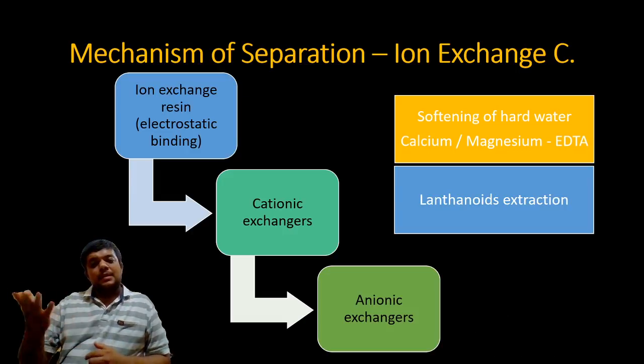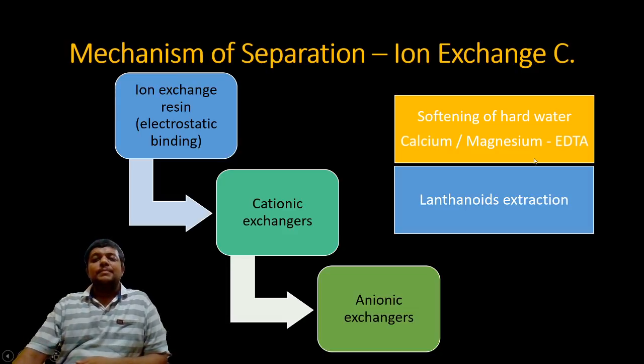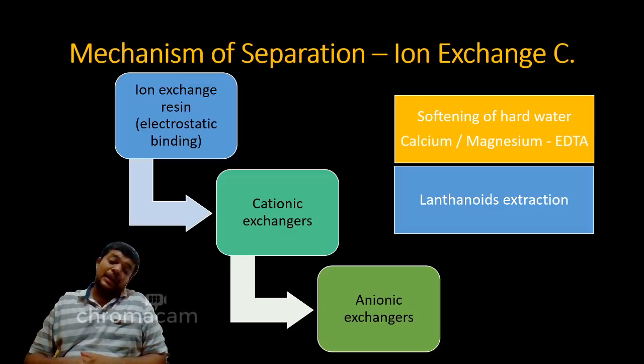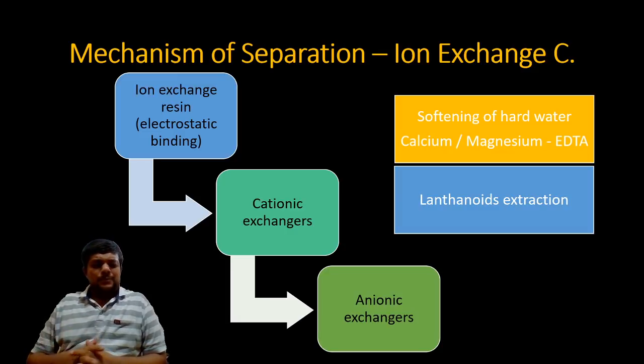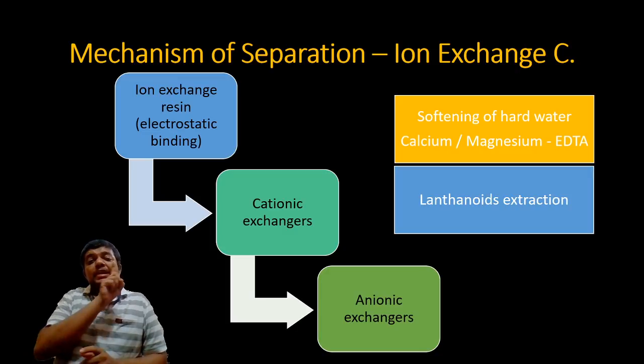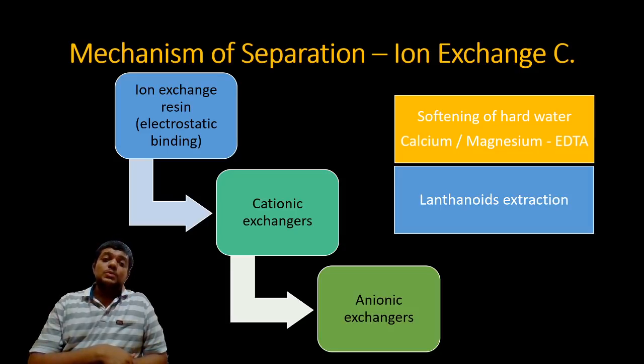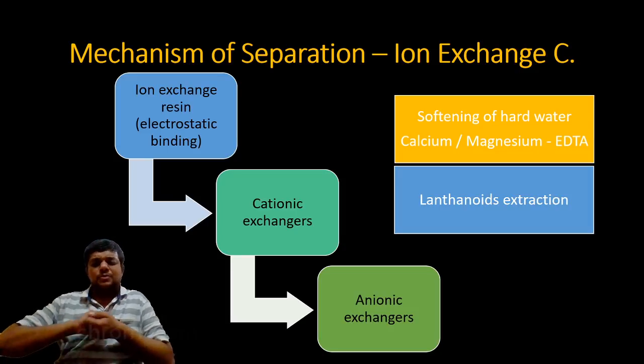Moving further, ion exchange chromatography. One of the best examples is softening of hard water, calcium and magnesium, using EDTA. The second important thing is lanthanoid extraction. If you have seen in your BSc classes, we had an ion exchange method for the separation of lanthanoids. Whenever we use the term ion exchange chromatography, ion exchange resins are used as exchangers, which are the stationary phase filled inside the column. Electrostatic binding, a type of electrostatic force.